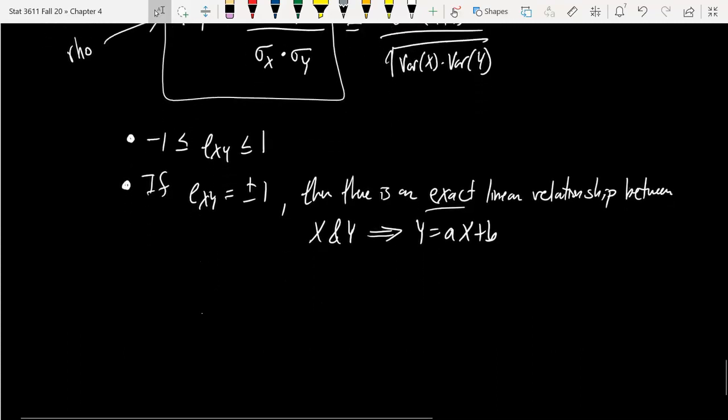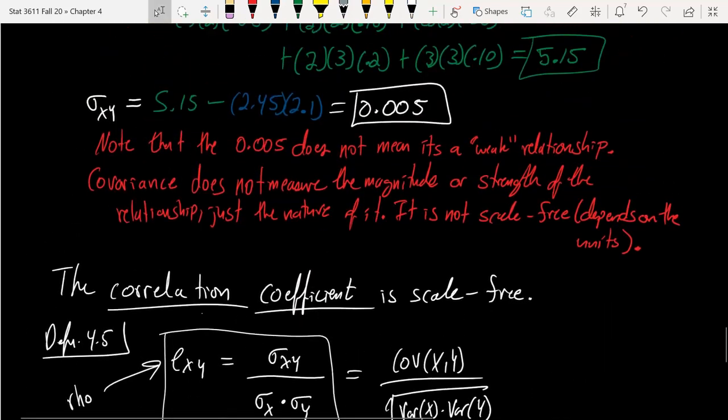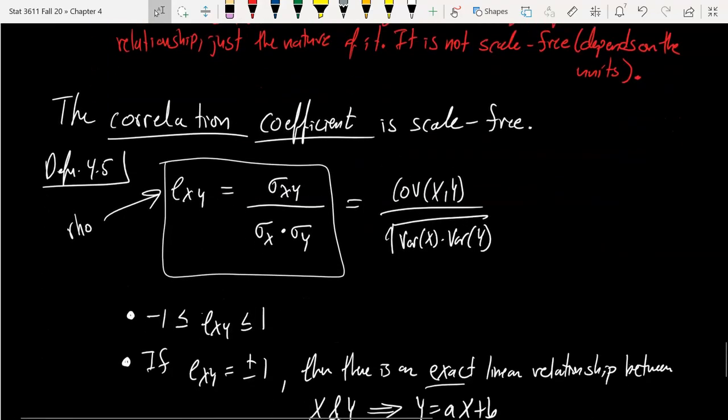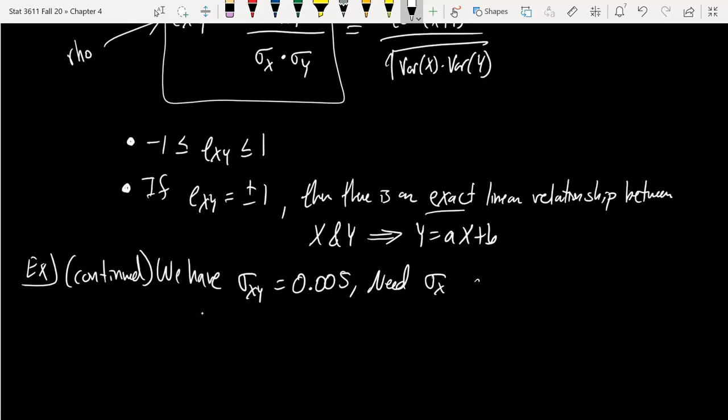So we have a correlation coefficient. Let's just punch out the correlation coefficient for the last example. We already have the covariance as 0.005. In order to get the correlation, we would need to divide by the relevant standard deviations, right? So continued here, we have sigma xy, the covariance, is 0.005. We need then sigma x, the standard deviation of x, and sigma y. Okay, so let's go ahead and work through that.